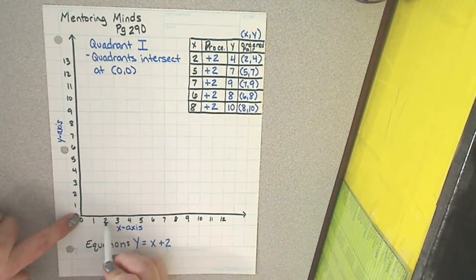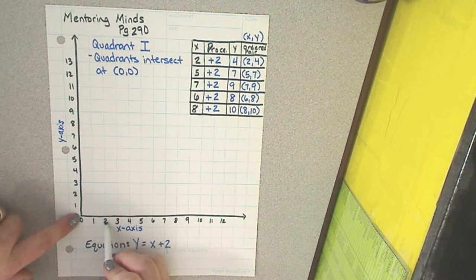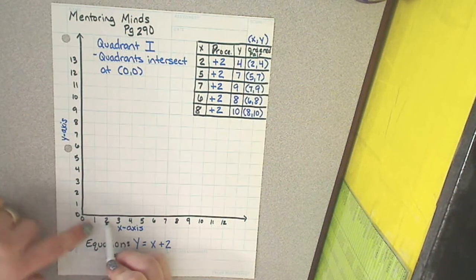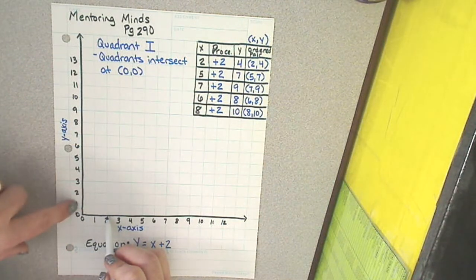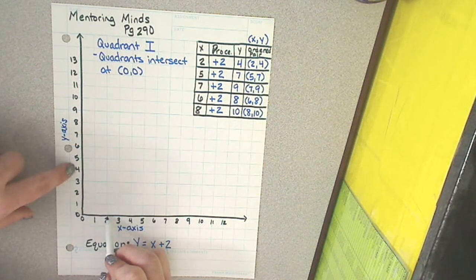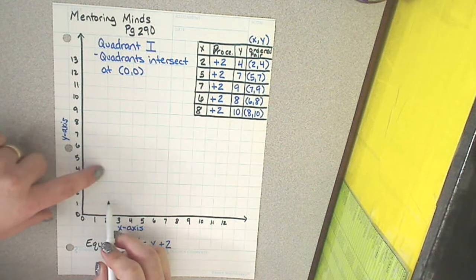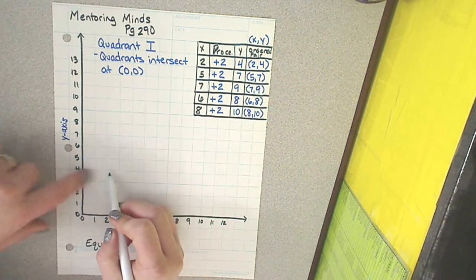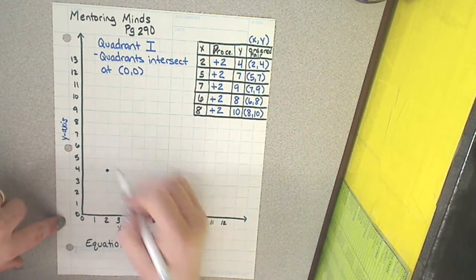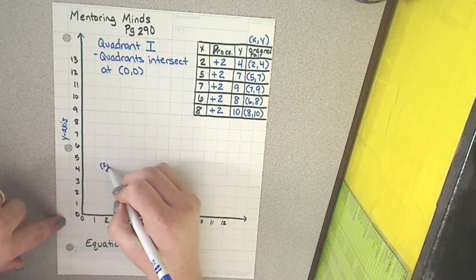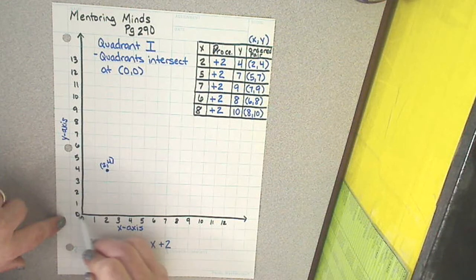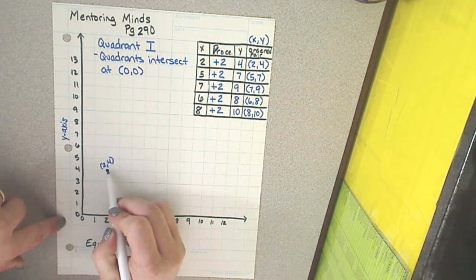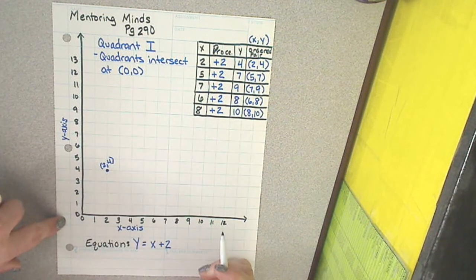So I'm going to follow my x-axis until I get to 2. And then I need to go vertically up my y-axis until I find 4. And then I find where the 2 and the 4 intersect. So this is ordered pair 2, 4. Horizontally to 2, vertically to 4, that's where they intersect.